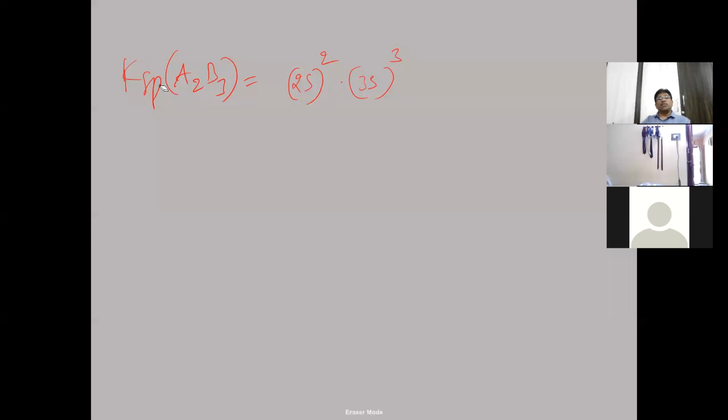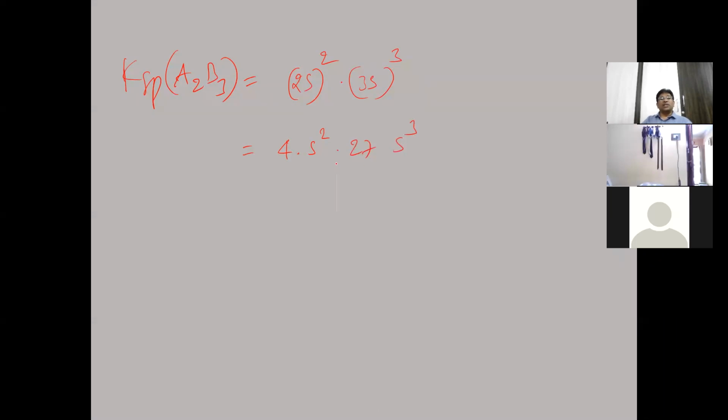So KSP is equal to what now? KSP of A2B3 is equal to 2S whole square into 3S whole cube. Is that clear? Now tell me, what is 2 square? 4S square, 4 into S square. And this one, 3 cube, 3 into 3 into 3. How much is it? 3 3s are 9, 9 3s are 27. So 27 into S cube.